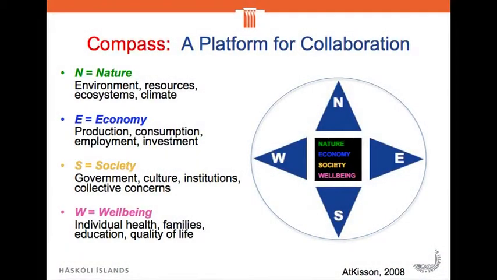N stands for nature. That includes the environment, the resources, the ecosystems, our climate. E for economy, which includes things like production, consumption, employment, investment, and so on. S for society, that's the South, government, culture, institutions, collective concern. And W is for well-being, which is individual health, families, education, quality of life. This is actually an issue which is very often forgotten in sustainability thinking.